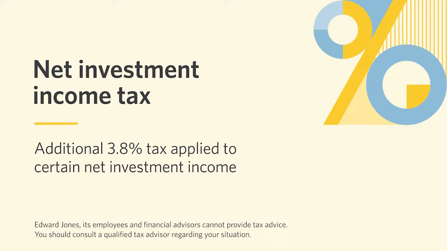Thanks, Dan. That's a great overview. Let's discuss the investments themselves. What investments do taxpayers typically own, and how does that play a role on their tax return? Great question, Sandy. The three most common types of investment income that we typically see taxpayers dealing with include interest income, dividends, and capital gains.